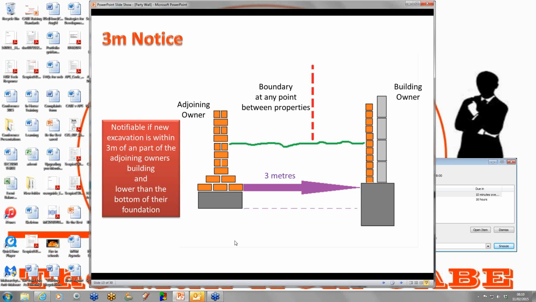So the common one is the 3-metre notice, where the excavation is going to be within 3 metres of the adjoining owner's building and lower than the bottom of their foundation. And I think it would be fair to say that in an awful lot of cases, people proposing work, and a lot of the inquiries I get from the general public on this basis, are along the lines of, well, yes, I'm within the 3 metres, but I'm not intending to dig lower than my neighbour's foundations.